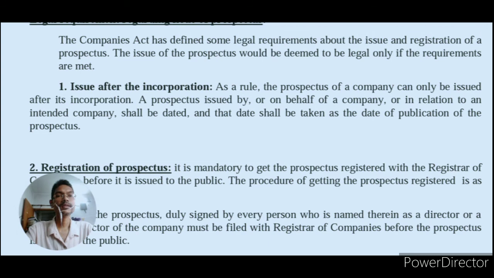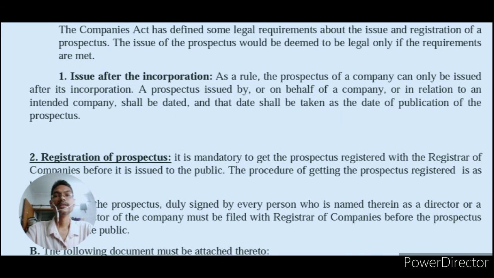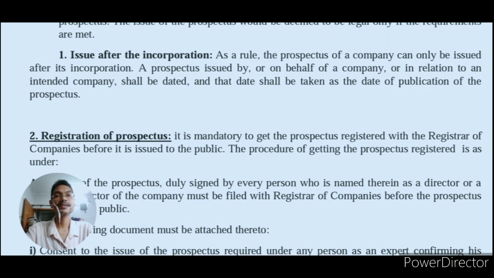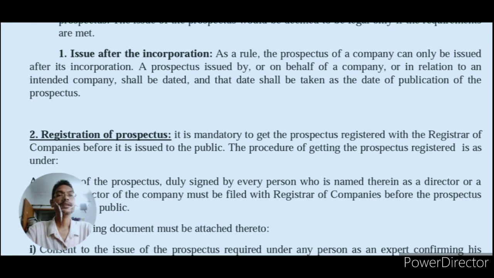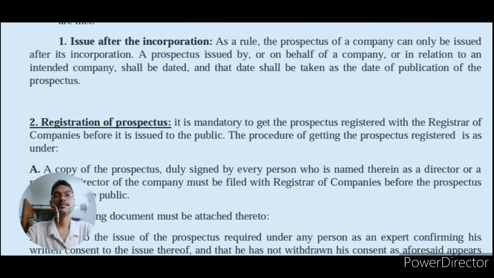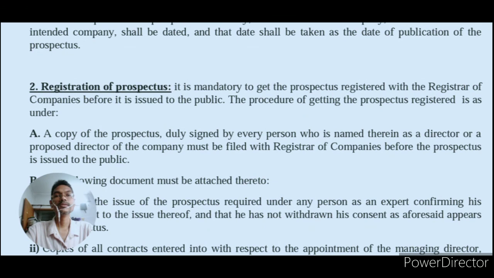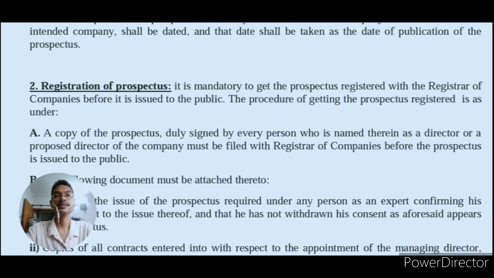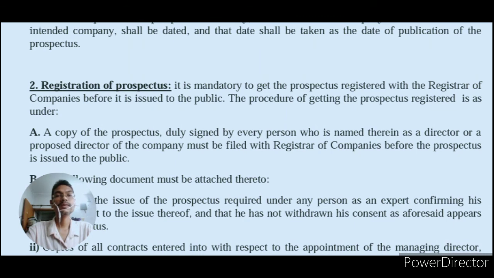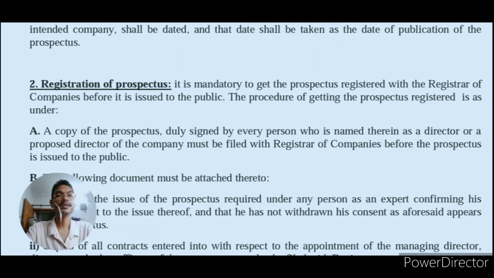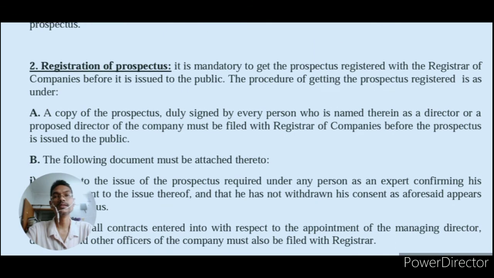As a rule, a prospectus of a company can only be issued after its incorporation. A prospectus issued by or on behalf of a company, or relating to an intended company, shall be dated, and the date shall be taken as the date of publication of the prospectus. 2. Registration of prospectus. It is mandatory to get the prospectus registered with the Registrar of Companies before it is issued to the public. The procedure of getting the prospectus registered is as under: A.